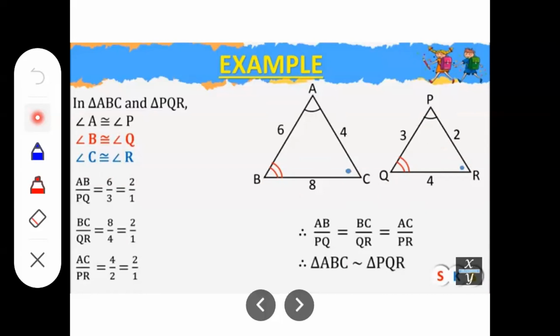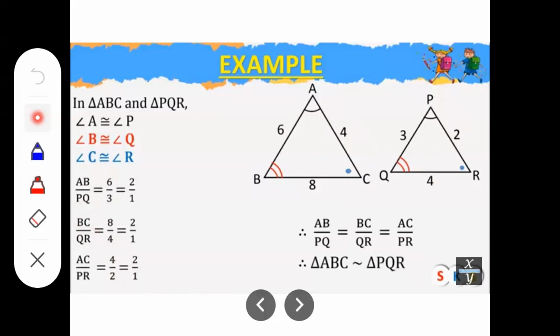Then let's write the ratio of corresponding sides. So AB divided by PQ, as those are corresponding sides of similar triangles. So the ratio will be like this. Another one is BC by QR, and the third one is AC by PR. Those are the side proportionality ratios.